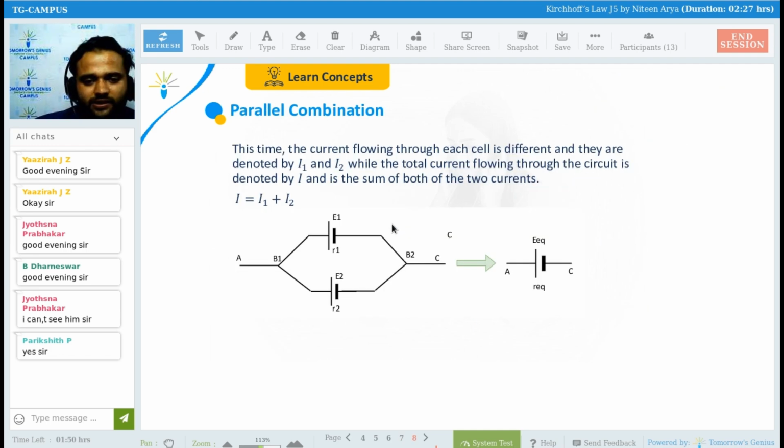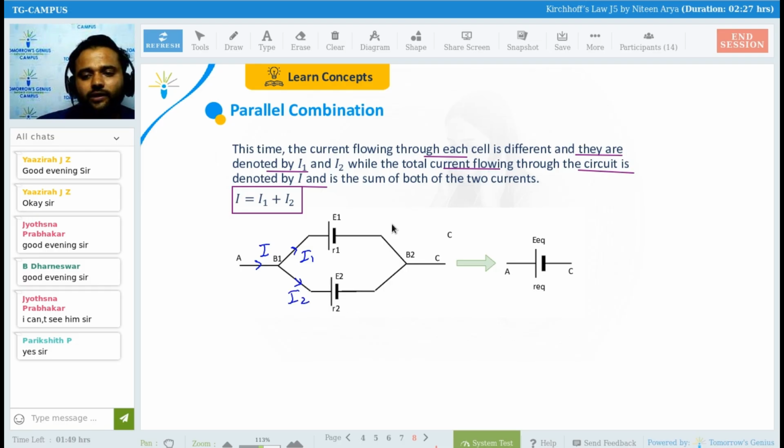Good. Now this is another combination. I am not going to spend much time on this because I already spent a lot on series. So in this case, the current flowing through each cell is different, and they are denoted by I1, I2, while the total current flowing through the circuit is denoted by I, and is the sum of the two currents. So I total equals I1 plus I2. As you can see, this is your I, and that is your I1, and that is your I2. In this way you can understand.